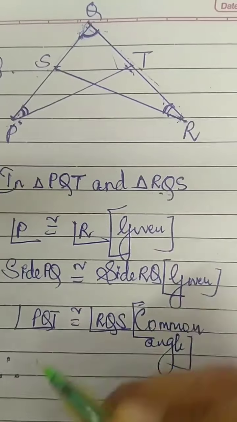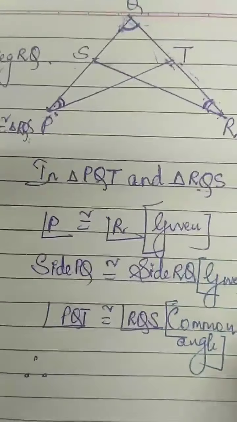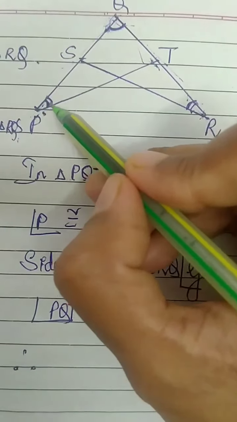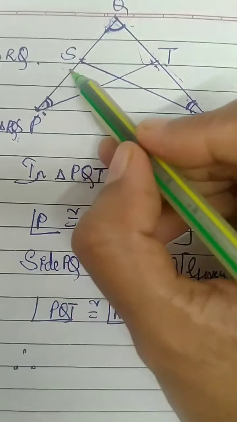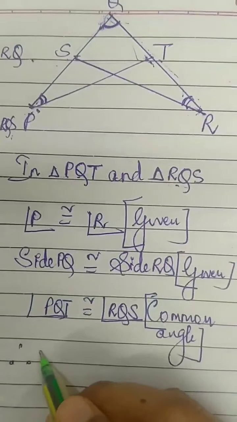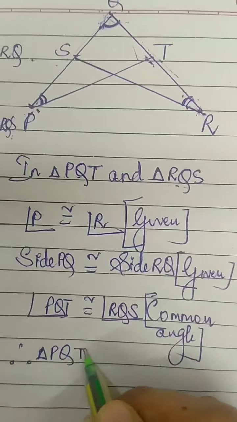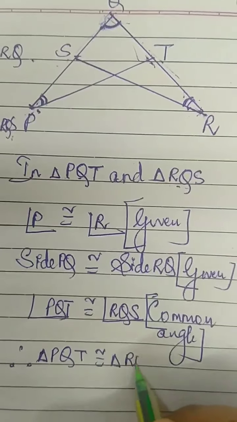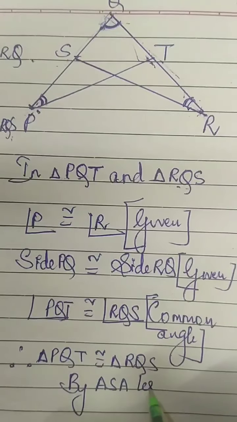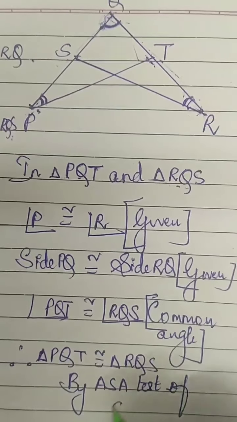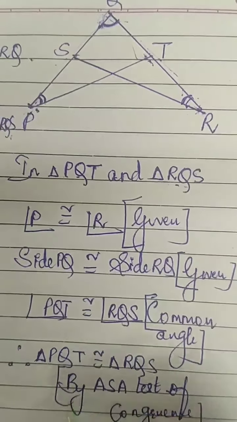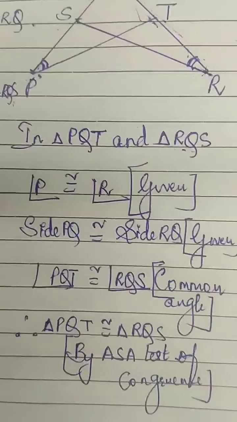So therefore, by which test both the triangles are congruent? Just check, A, then this side was congruent, S, and this is the common angle, A. ASA test. Therefore, triangle PQT congruent to triangle RQS by ASA test of congruence. Only the test is asked, not the remaining congruent parts. Remaining congruent parts are not asked in the question.